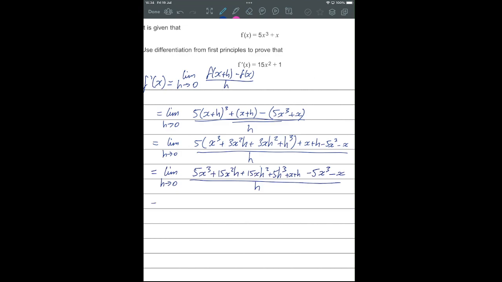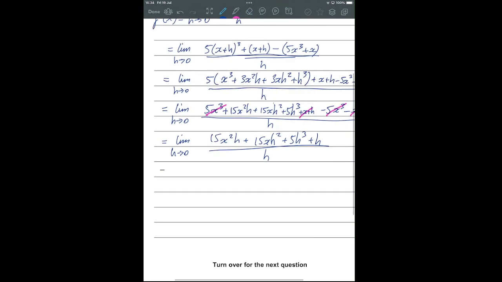And this is where the magic of this method pops in. Everything that did not have an h in ends up cancelling perfectly. So I'm left with these terms, 2 of which are useful. And now everything has a common factor of h, so I can divide through by h.